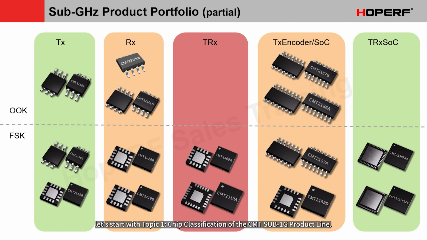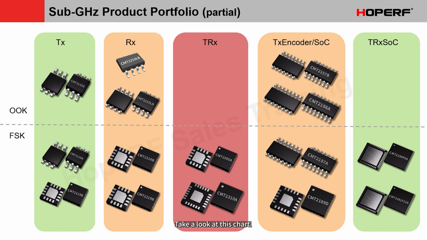Alright. Let's start with Topic 1. Chip classification of the CMT Sub-1G product line. We'll start with this chart. Our chips are classified in 2 dimensions. The first dimension, modulation mode. It is mainly divided into OOK only and OOK/FSK modulation support.